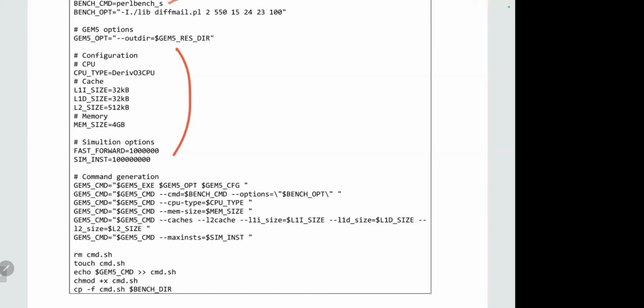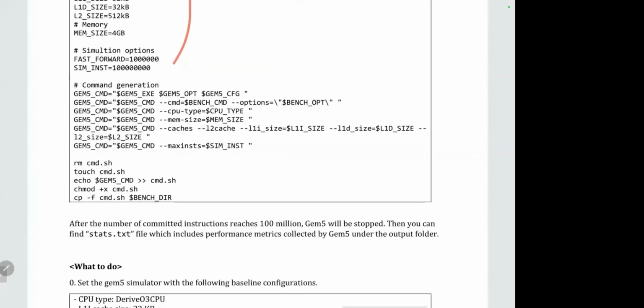As you can see, when the Gem5 command is generated, it uses only the max instructions option. That's the maximum number of instructions, and the unit is set to a maximum of 100 million instructions. Okay, that's number one.